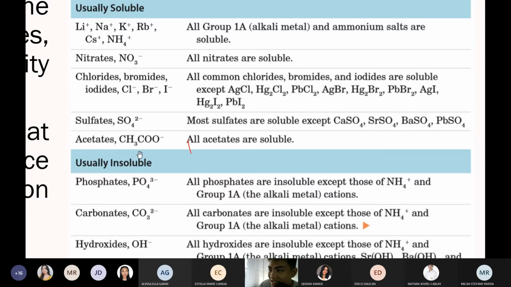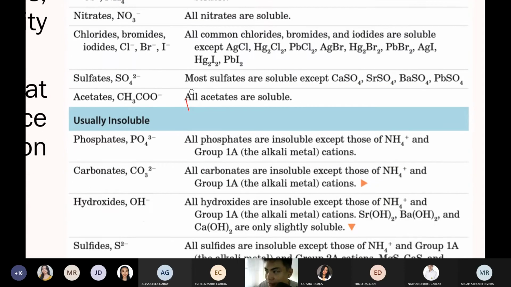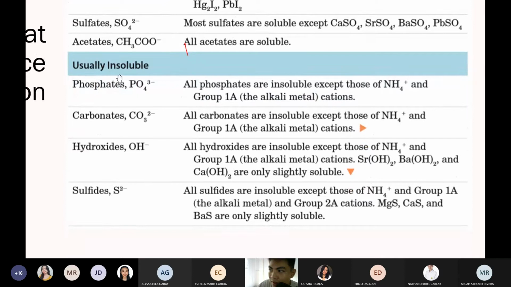And then last one, acetate. All acetates are soluble. Okay? So, yun. So, kahit ano i-partner mo sa kanyang cation, soluble pa rin siya. Okay? So, yan. So, yun yung idea. Again, okay lang kung hindi makabisado. But, we have to remember that for each ion, there is a specific cation or anion that will cause them to be insoluble. Okay? Okay, so let's read the last category in this table.